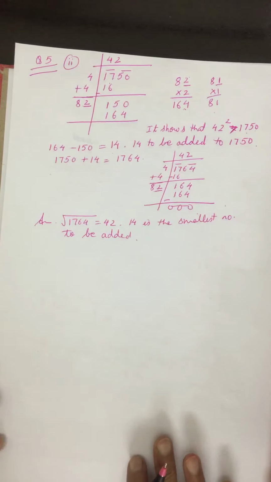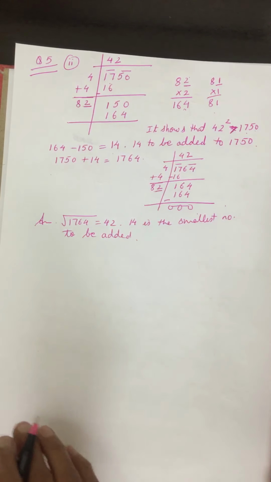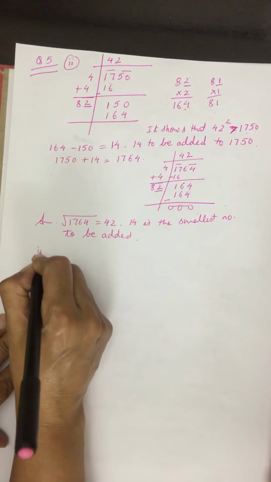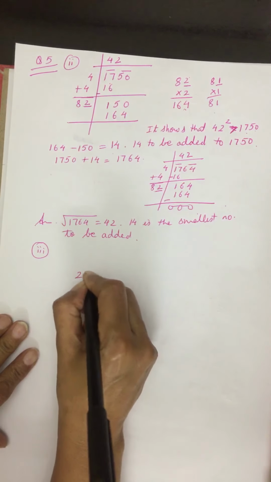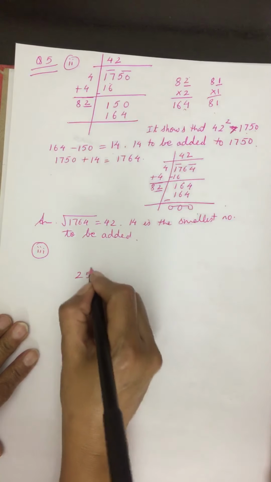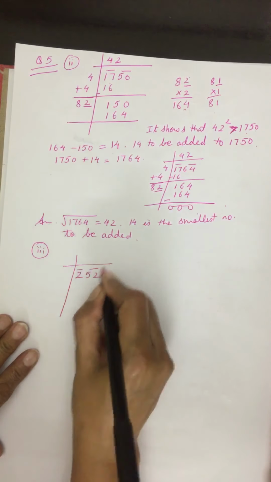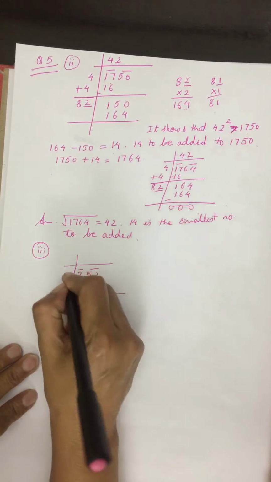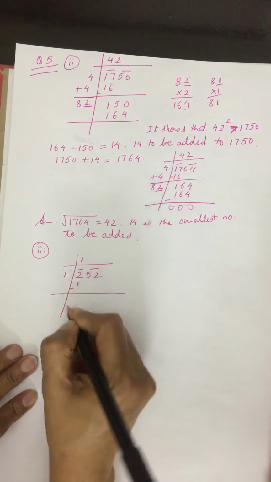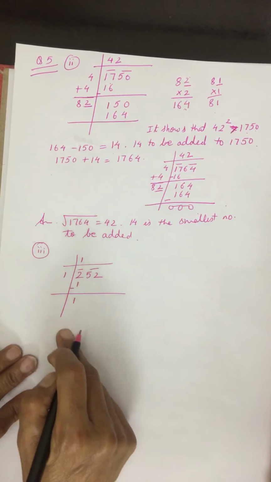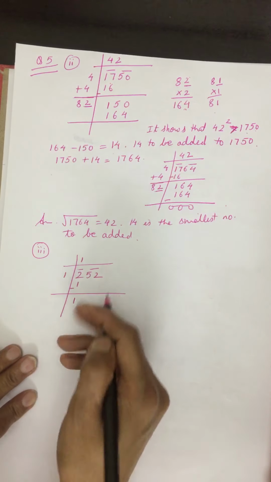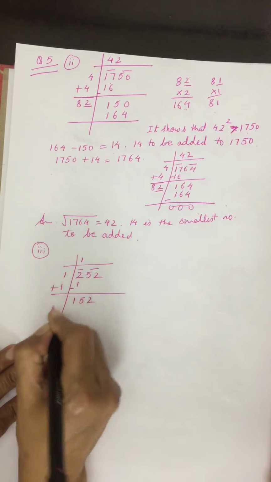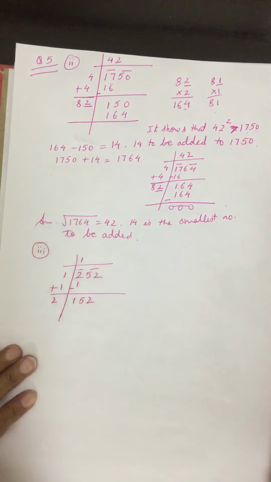Okay. Now the third problem. Third problem is 252. The third problem which is given is 252. Start putting the bar. Okay. What is the number whose square is less than 2? Very easy. Square of 1. Subtract it. 2 minus 1, 1. Take down the other bar. It contains 2 digits, 5 2. So now what is your dividend? 152. So now 2 times.